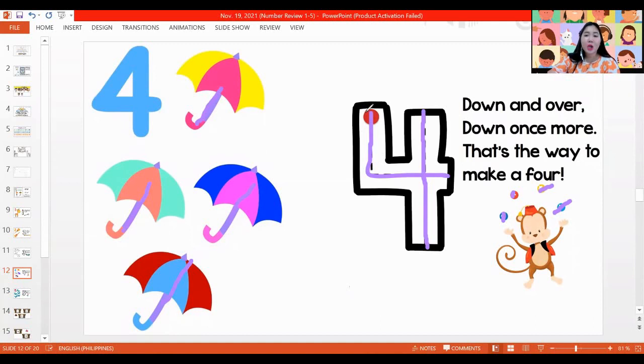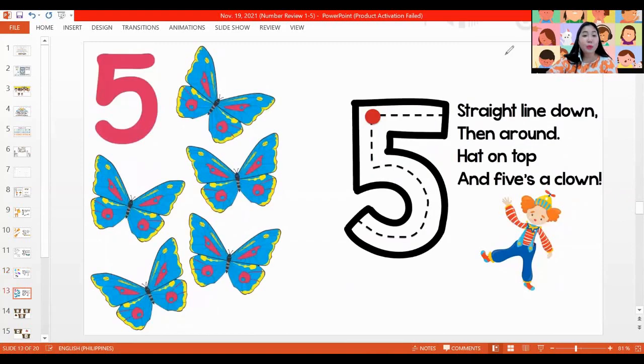Let's do that again. We start at the top, we make a straight line down to the middle, line to the side, go to the other side, and we make a straight line down to the bottom. And we have the number 4. And for the last number for today, we have the number 5. Let's count the butterflies first.